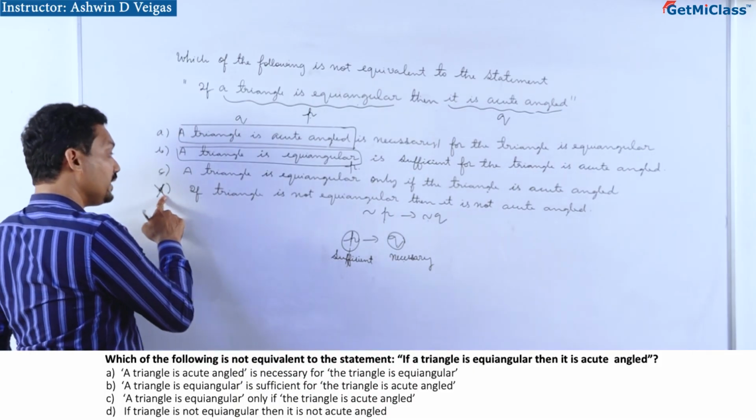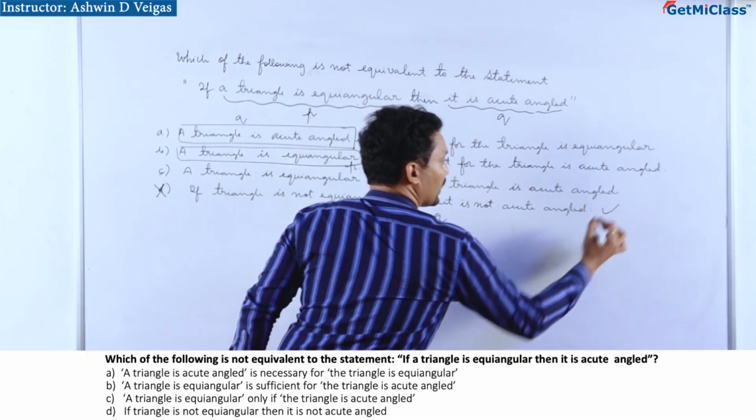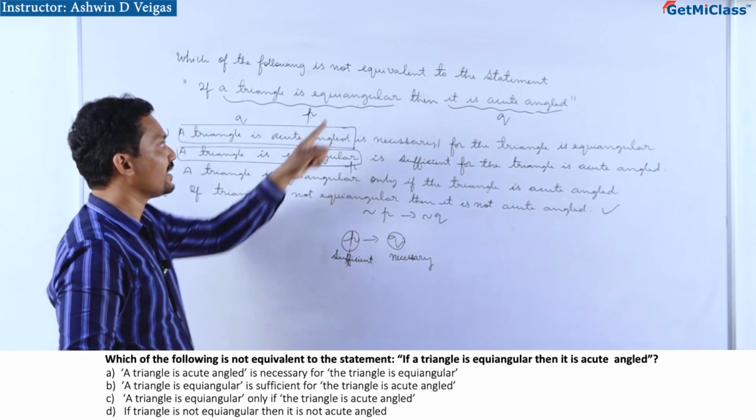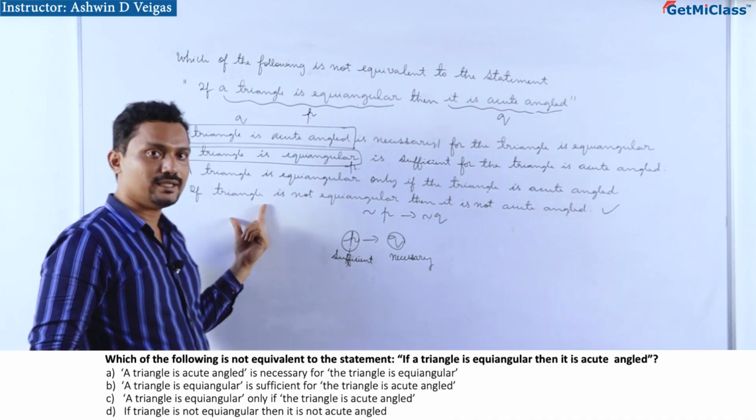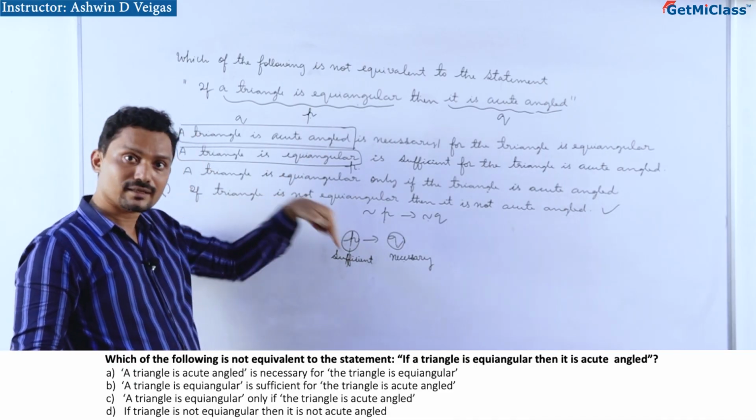Therefore, option D is the answer, because they have asked which one is not meaning the same as the given statement. So, it is option D. Option D is wrong and hence it is the right answer for this.